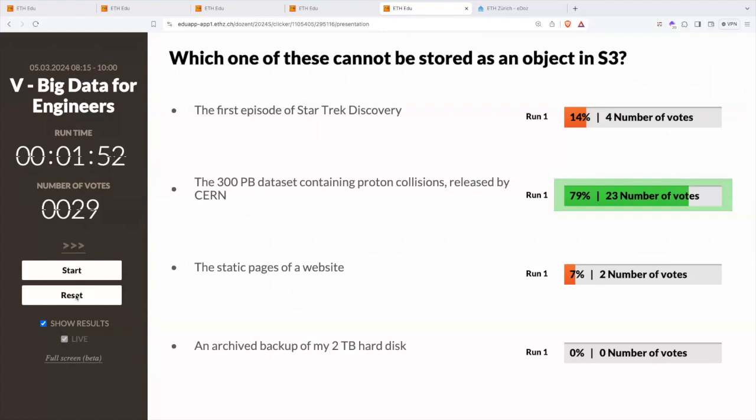The first episode of Star Trek Discovery, no problem, that fits in 5 terabytes. The static pages of a website also fit in 5 terabytes, even if you would have a file with all of them, that still fits. Having 2 terabytes for the hard disk is also no problem at all. Okay, so now let me switch back to the slides.